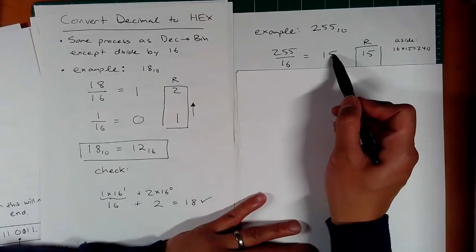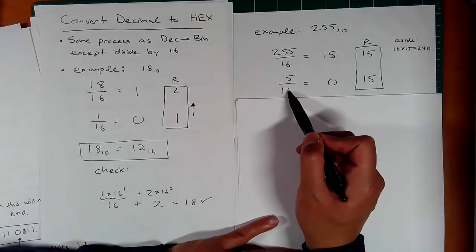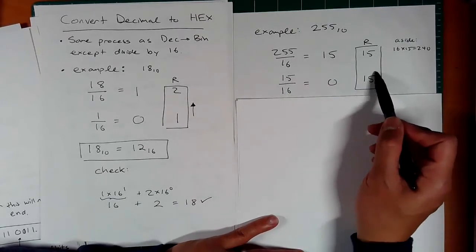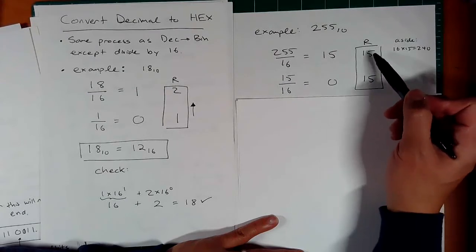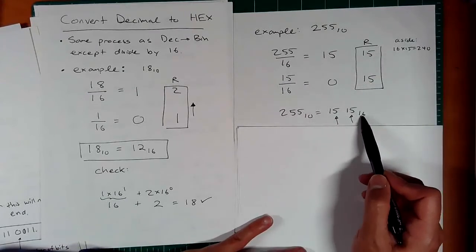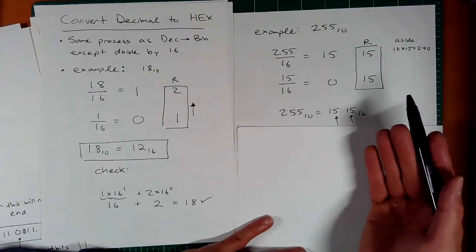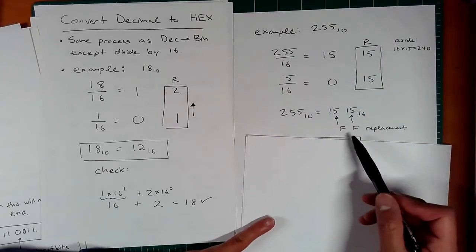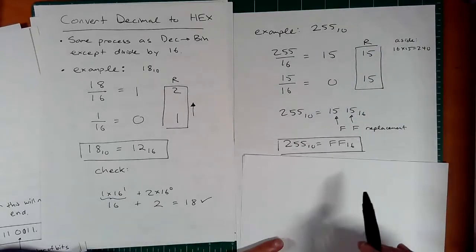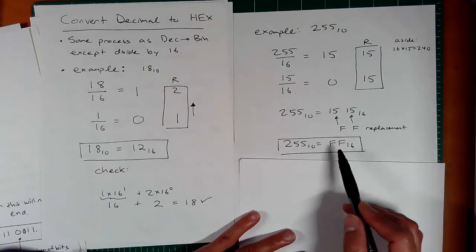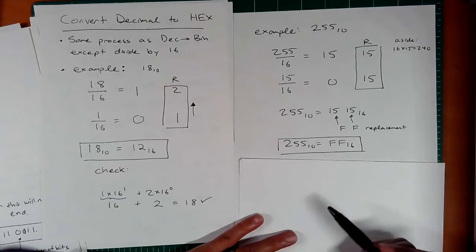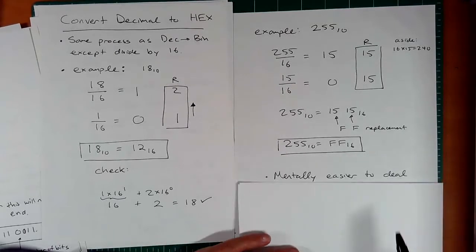Good. So then we would take 15 divided by 16. Can't fit 16 into 15, so I have 0 with a remainder of 15. Look at this. 15 is my base 16 digit, but we know we have to do one more step. 15 is F, right? We got to do that replacement. And so 255 base 10 is FF base 16. And that's something we already know from the last lecture.